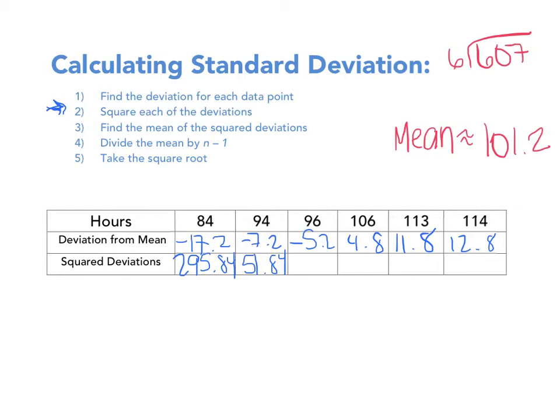Negative 5.2 squared is 27.04. 4.8 squared is 23.04. 11.8 squared is 139.24. And then 12.8 squared is 163.84. You are done with step 2, and we're going to keep moving.